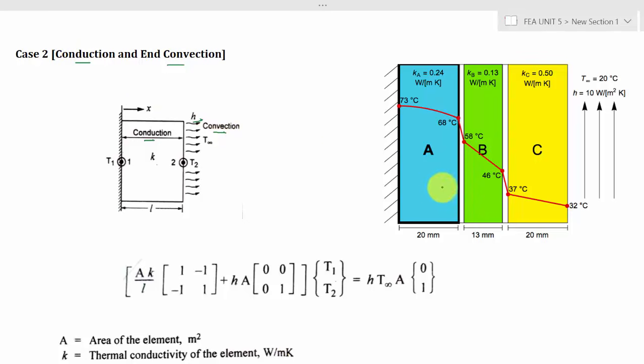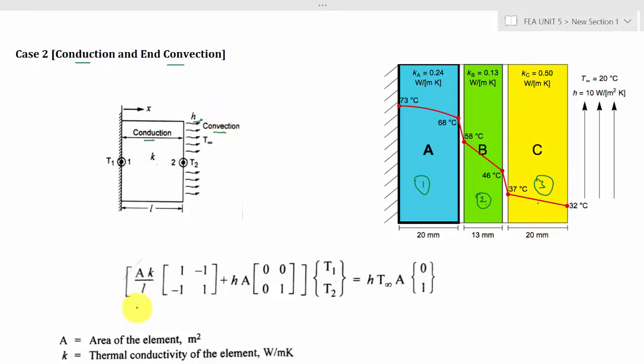Here I have considered three elements: element number 1, element number 2, and element number 3. Element 1 has only conduction. Element 2 has only conduction. Element 3 has both conduction as well as end convection. So this comes under case number 2. Mostly the heat transfer through composite walls problem comes under case 2.